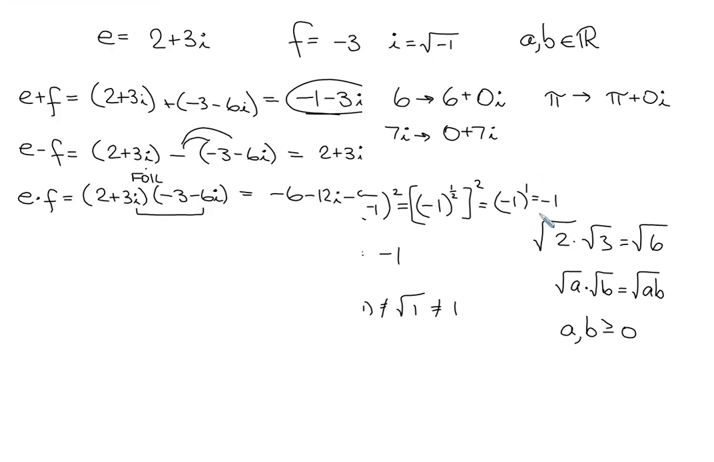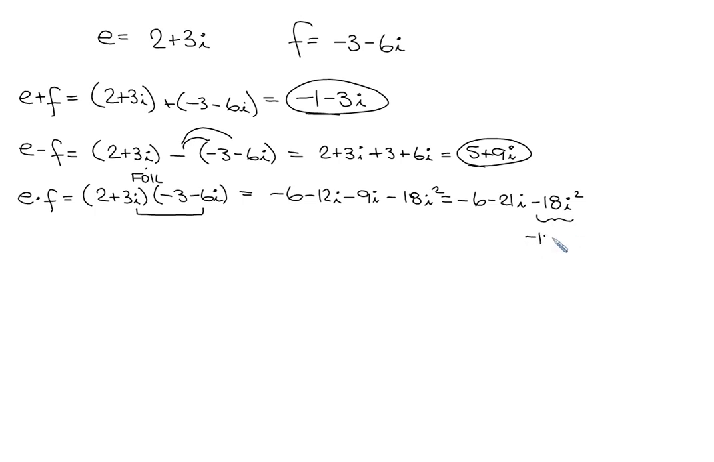So that means that when we get down here, this is really negative 18 times what? Negative 1, which means it becomes what? Positive 18. So this really becomes negative 6 minus 21i plus 18. So what an i squared does is it just changes the sign of whatever number it's attached to, whatever its coefficient is. And then we can combine this further to get what? 12 minus 21i. Good. That's it.